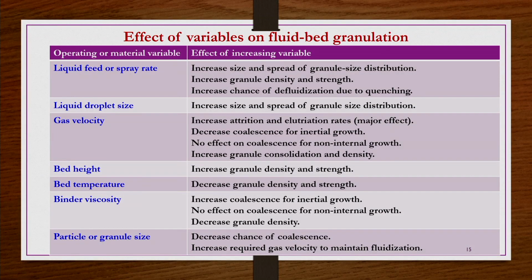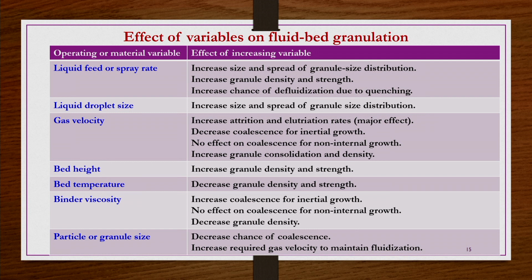It also decreases coalescence for internal growth, has no effect on coalescence for non-internal growth, and causes increased granule consolidation and density as well. Bed height: if you increase it, granule density and strength will increase. Bed temperature: if you increase it, the granule density and strength both will decrease. If you increase the binder viscosity, or the viscosity of the liquid, that increases coalescence for internal growth, there will be no effect on coalescence for non-internal growth, and it will decrease the granule density.